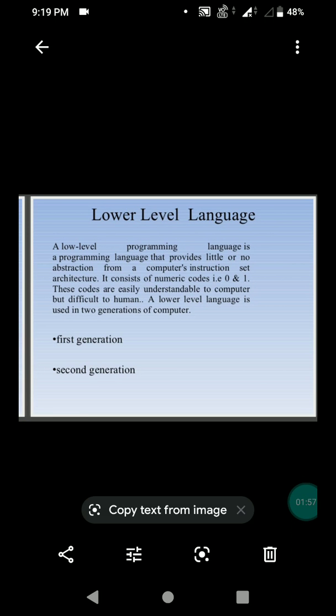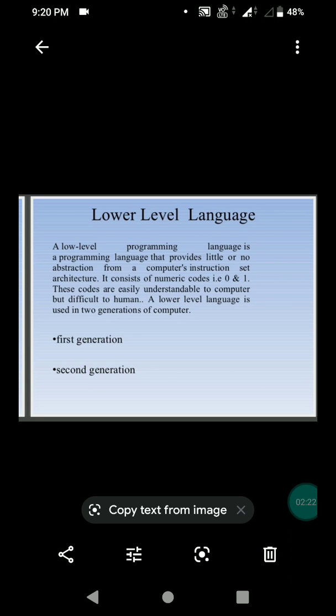Low-level language. A low-level programming language is a programming language that provides little or no abstraction from the computer's instruction set architecture. It consists of numeric codes of zeros and ones. These codes are easily understandable to the computer but difficult for humans. A low-level language is used in two generations of computers, the first generation and the second generation.